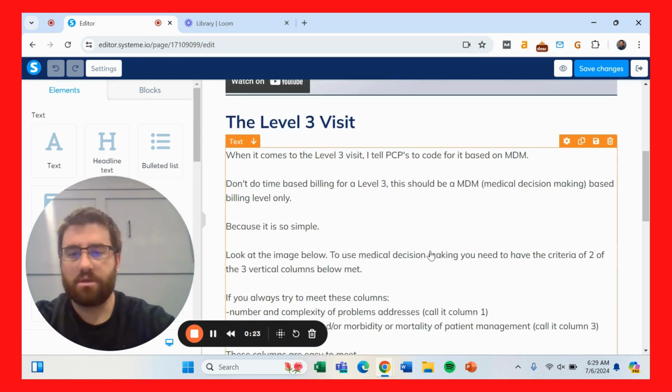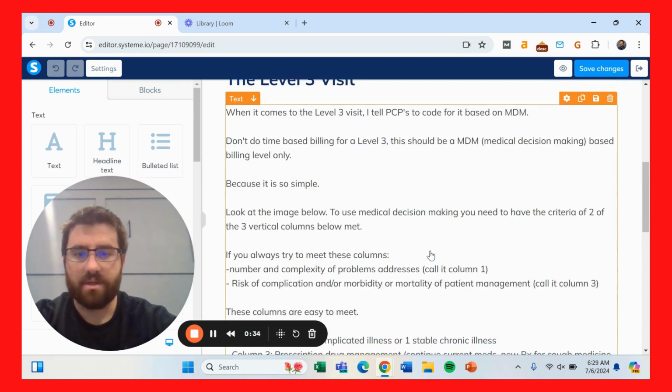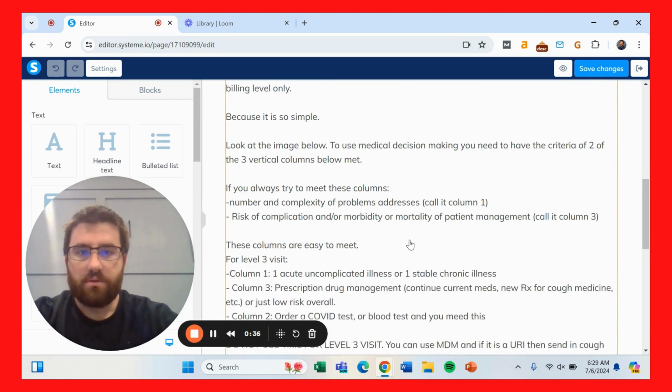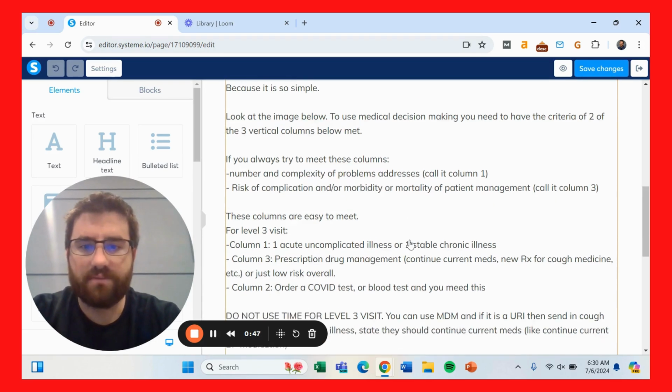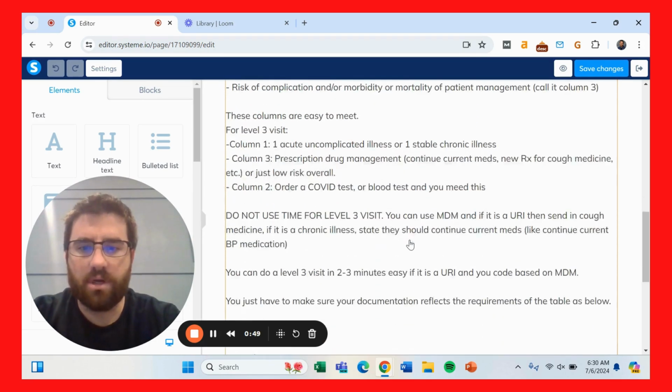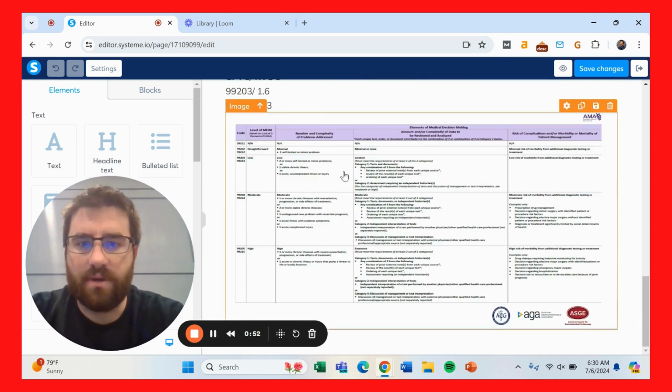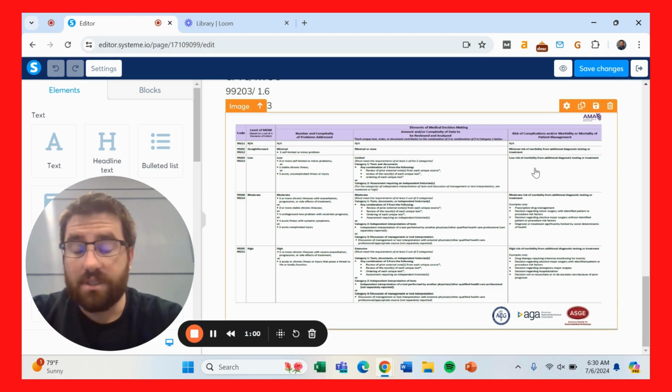There's an image that I'll scroll down and show you in a minute that details the medical decision making and what you need for every column or category to meet the requirements. When it comes to medical decision making, you have to meet the criteria of 2 of 3 different columns. I always try to meet the columns of number and complexity of problems and risk of complications and morbidity mortality. So column 1 and column 3, and that's these ones right here. I try to do these ones because they're simple, right?